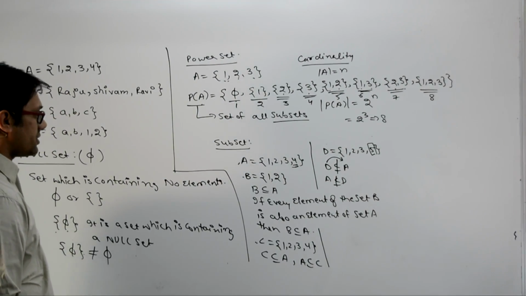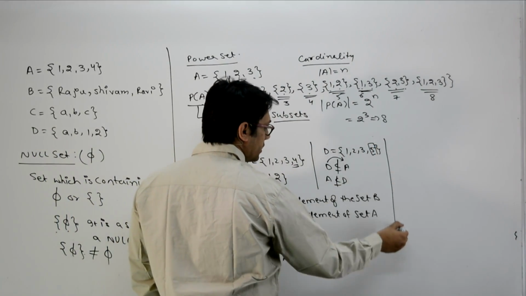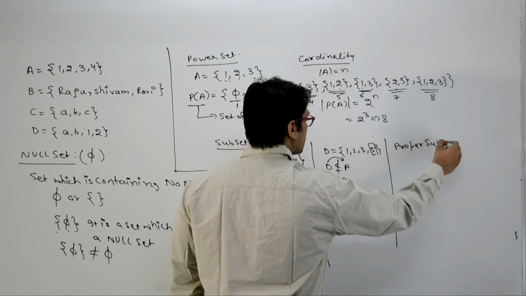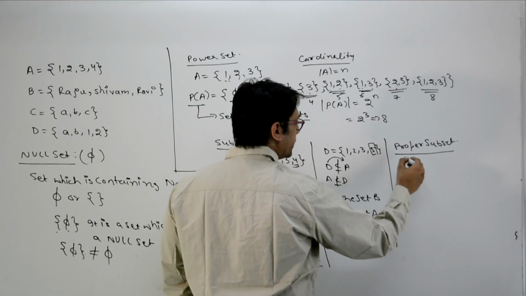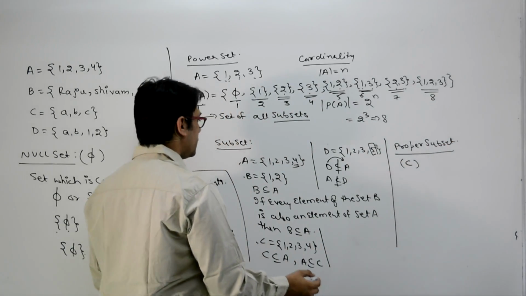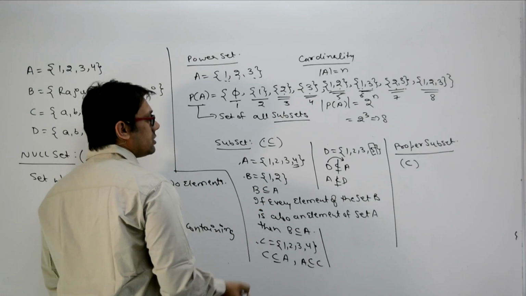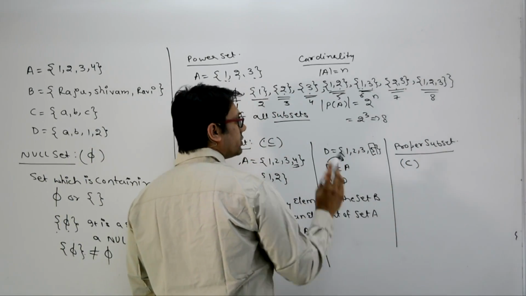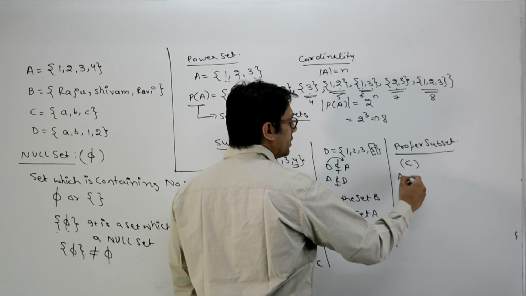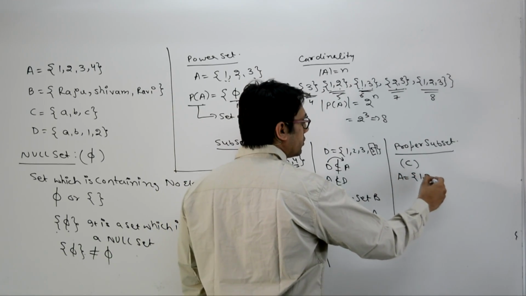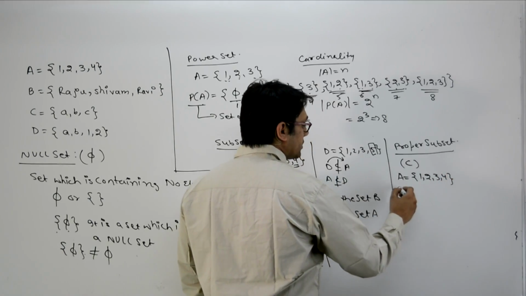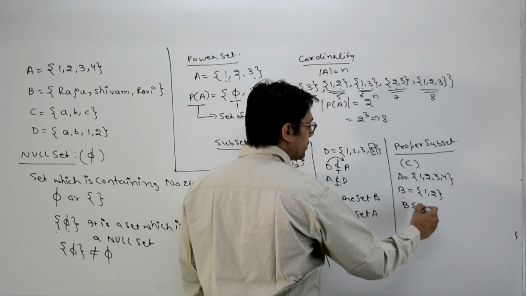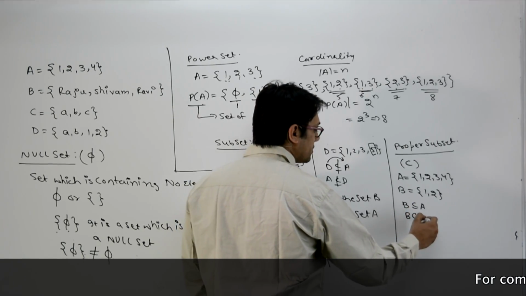Now the next definition which we are going to study here is the definition of a proper subset. So proper subset is generally denoted like this, and a subset is generally denoted like this. So what is a proper subset? A subset which is not equivalent to that particular set. For example, if I am saying A is a set which is containing 1, 2, 3, 4, and there is a set B which is containing 1, 2. In this case, B is a subset of A. At the same time, B is a proper subset of A.